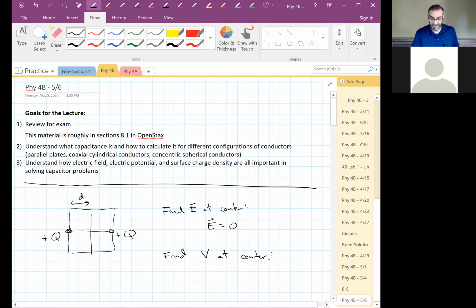Find the potential. I'll give you a hint. It's not 0. Okay, we have a kQ over D from the one on the right. We have a kQ over D from the one on the left. We add them up. Excellent.